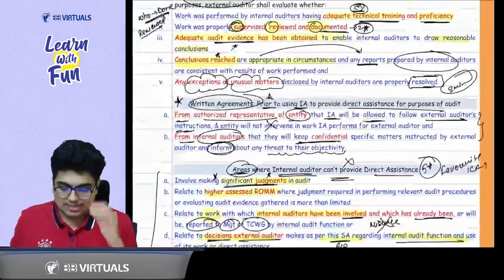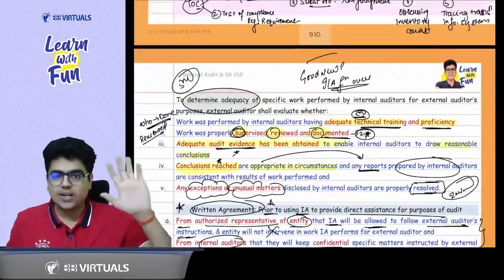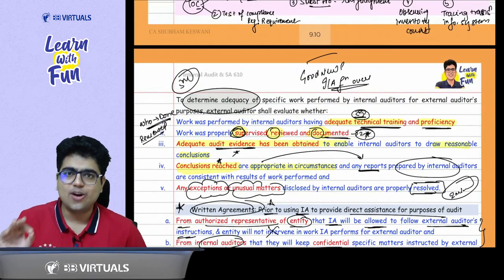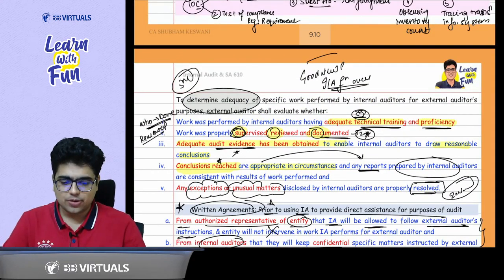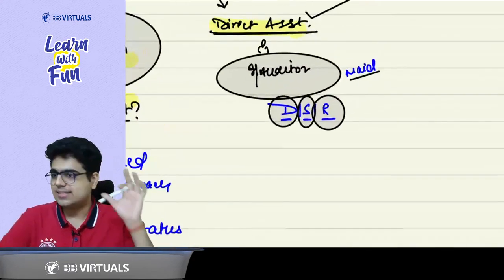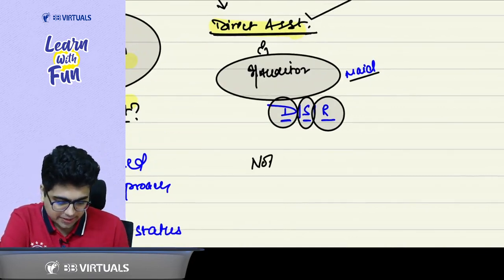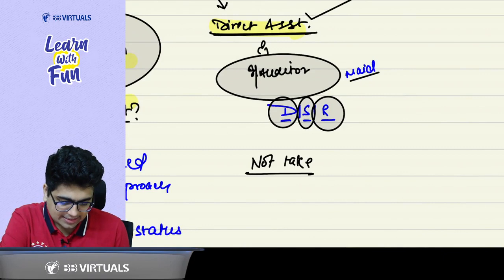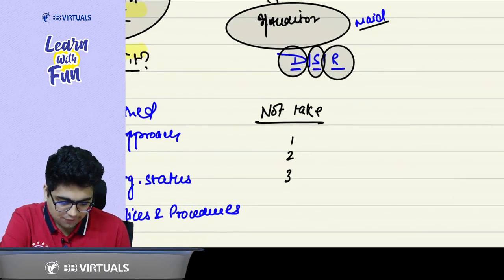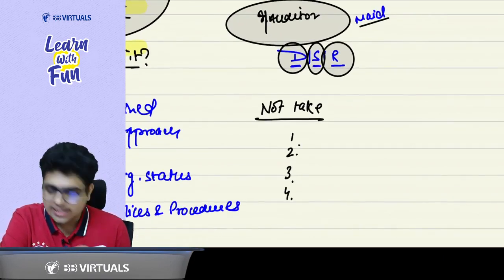Now the internal audit function part is over. Now we are going to discuss direct assistance of the internal auditor. When it comes to direct assistance, you cannot take the direct assistance in 4 areas. What are these 4 areas where we cannot take the direct assistance?